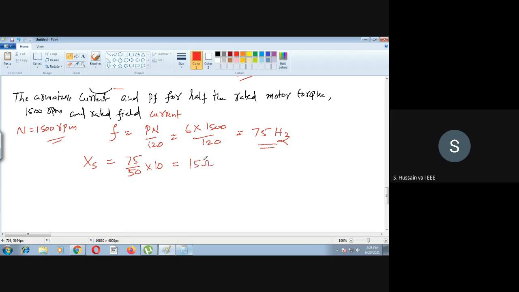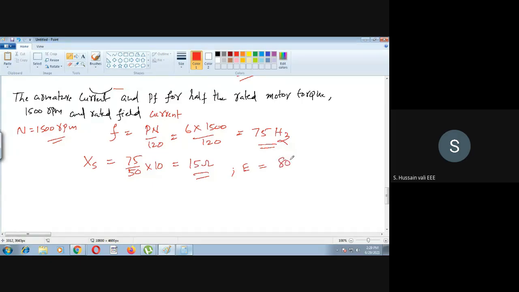So it becomes 15 ohm. This is the new reactance value. Then what about the EMF? What about the EMF at this frequency and at rated field current?